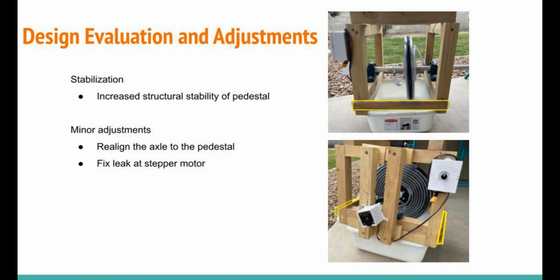The team had to make some key adjustments to further stabilize the pump. 2 horizontal braces were affixed to the front and the back. The purpose of these 2 braces was to aid in the rigidity of the pedestal itself, in addition to correct the wheel alignment. This was done so that the wheel remains perpendicular to the water's surface and it operates as it should. The team also made some minor adjustments, such as realigning the axle to the pedestal once the new braces were installed, and fixing minor leaks near the stepper motor axle assembly.